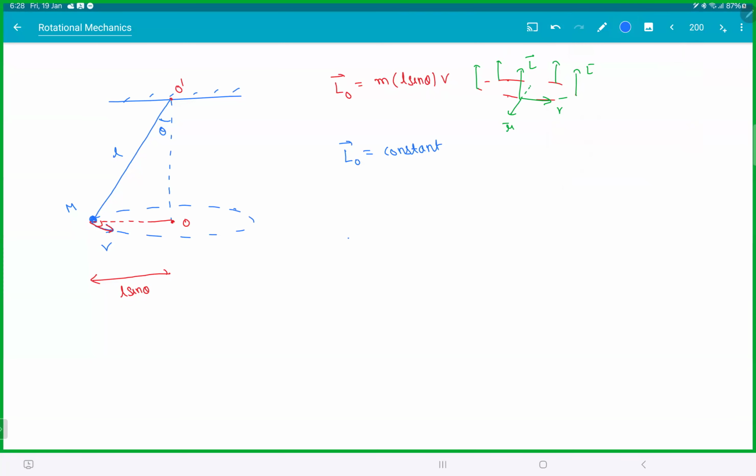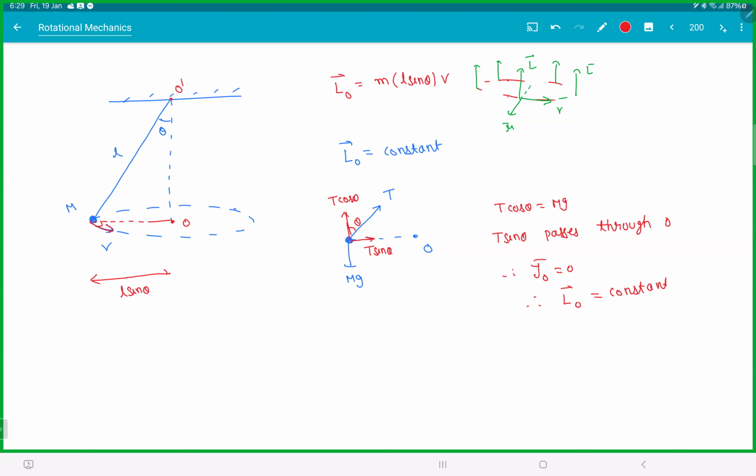You can actually see the reason why it is constant also. If you look at the FBDs here, we have tension, we have mg. If you look at the components, this would be T cos theta and this would be T sine theta. T cos theta will balance mg, so they will cancel out. And T sine theta passes through O. Therefore, torque about O is 0. Since the torque is 0, angular momentum is constant. Therefore, L bar about O is constant.